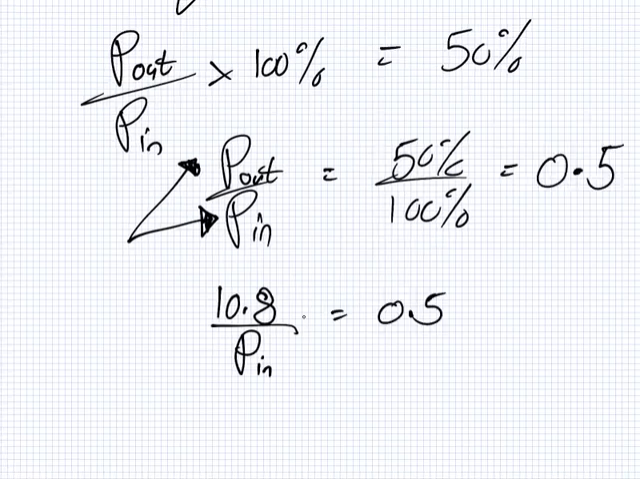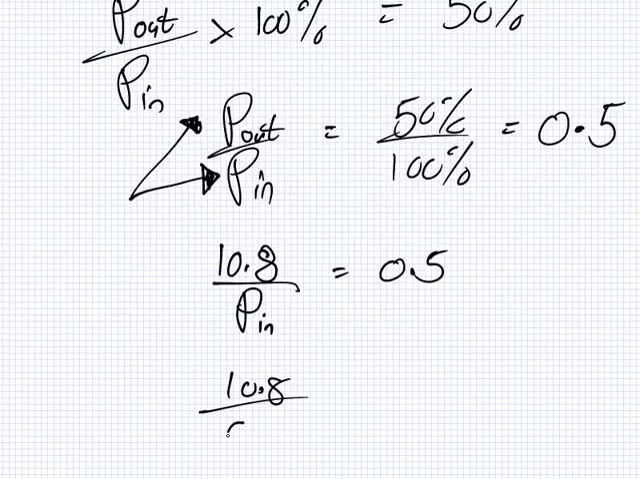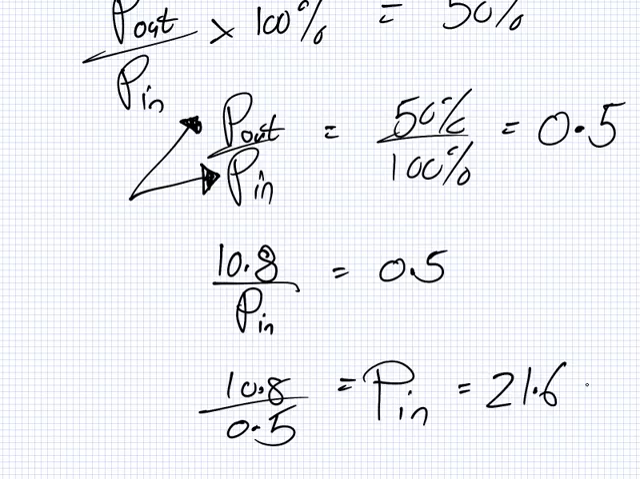So, just a quick divide. 10.8 divided by 0.5 equals the power in. About 21.6 watts. So, listen, he has a power of 21.6 watts, but he wastes half of it for heat, and the other half does the job.